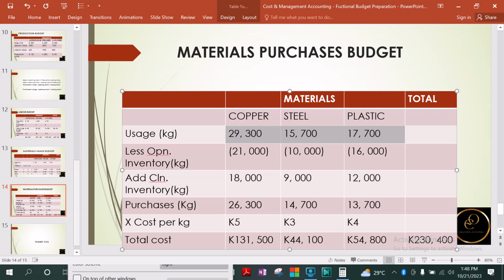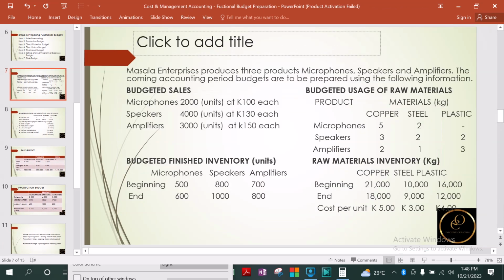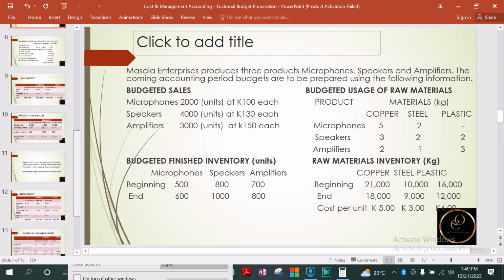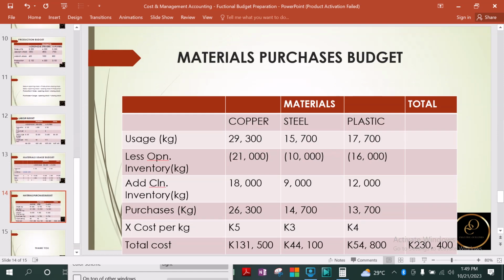Then we have in this question the opening inventories for raw materials. For copper, opening 21,000, closing 18,000. When we add and subtract, 29,300 minus 21,000 plus 18,000, we have 26,300 as what we need to purchase.